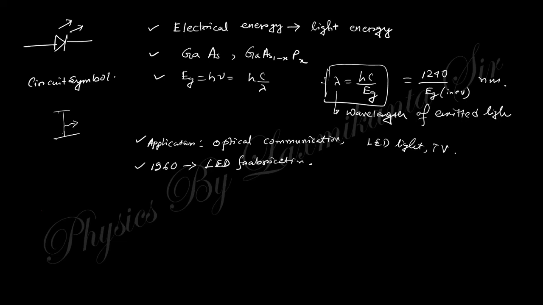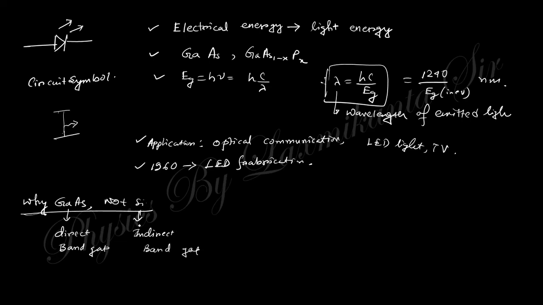For your information, why do we generally choose silicon as the semiconductor material, but here we choose gallium arsenide? Why gallium arsenide, not silicon? Because gallium arsenide is a direct band gap material, and silicon is an indirect band gap material. So what happens with an indirect band gap material?